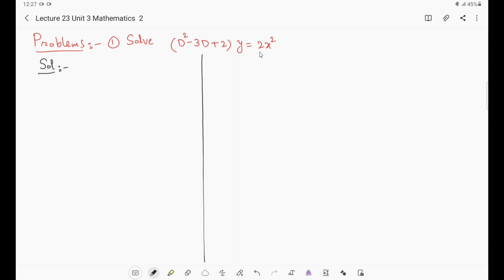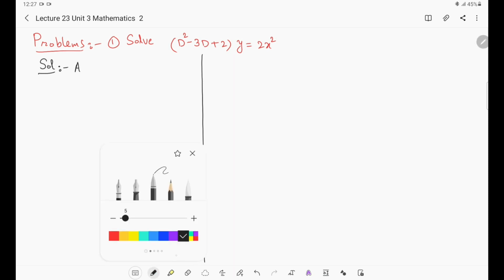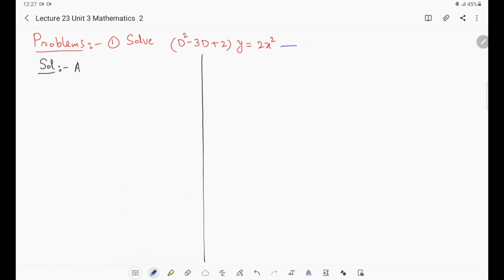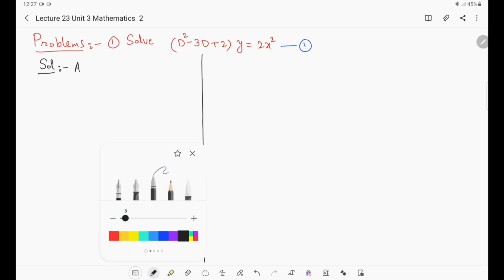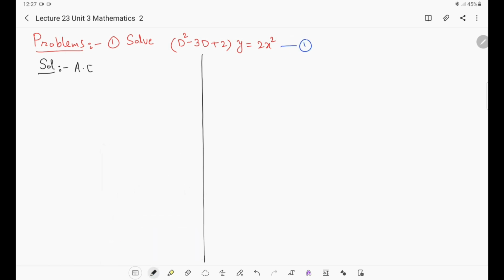So for finding the complementary function, what do we have to do? We have to write the auxiliary equation. You consider the given equation as 1, then find the auxiliary equation. So what will be the auxiliary equation of 1? m square minus 3m plus 2 equal to 0.